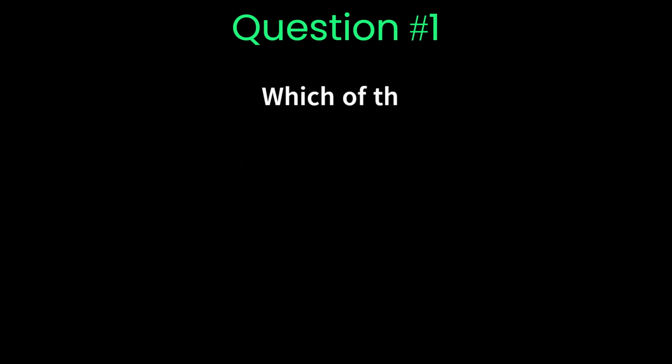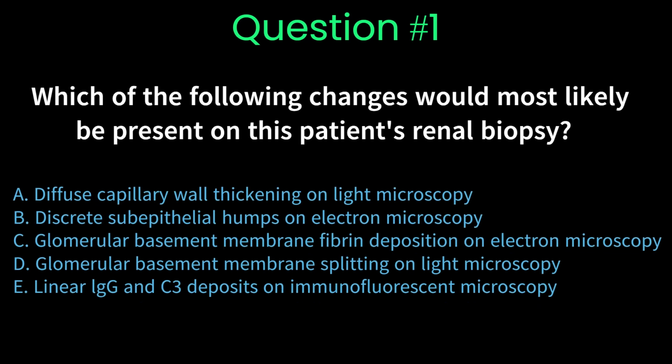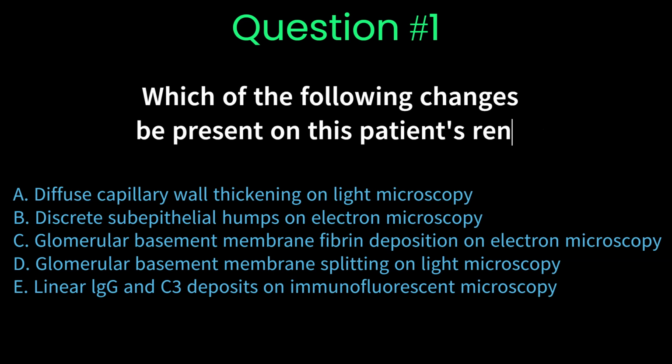For the following case, which of the following changes would most likely be present on this patient's renal biopsy? A. Diffuse capillary wall thickening on light microscopy. B. Discrete subepithelial humps on electron microscopy. C. Glomerular basement membrane fibrin deposition on electron microscopy. D. Glomerular basement membrane splitting on light microscopy. E. Linear IgG and C3 deposits on immunofluorescent microscopy.